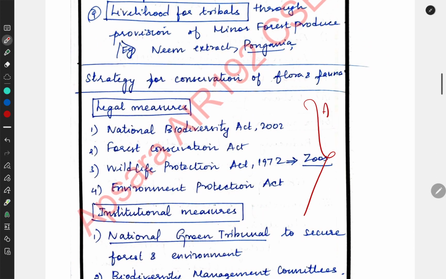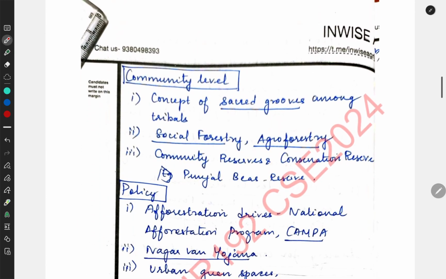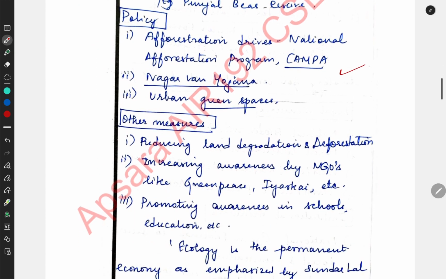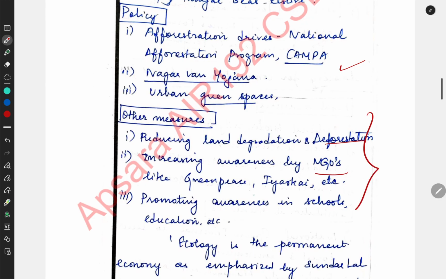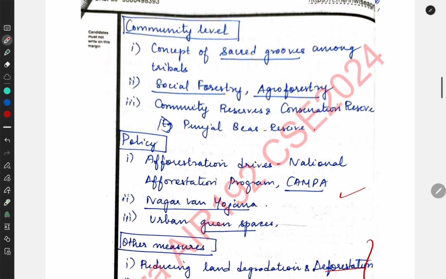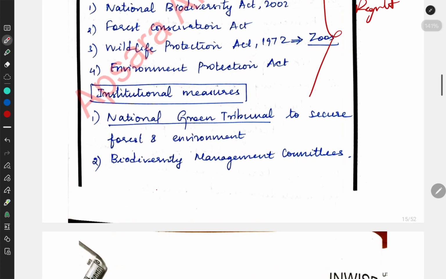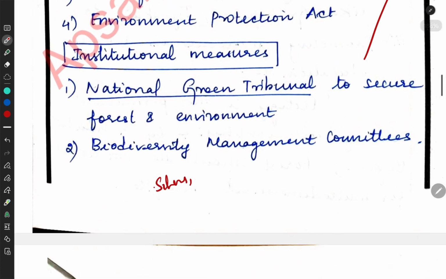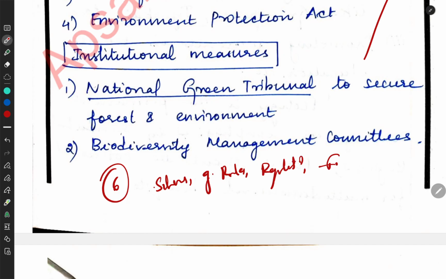Next, come to here: schemes, then acts, rules, regulations. Look at here: CAMPA scheme, then other measures, NGOs, deforestation. What I'm telling is to include the schemes. This is the sixth point. Include the schemes, government rules, regulations, then any fund, and you may use programs or campaigns. You can use all these things.